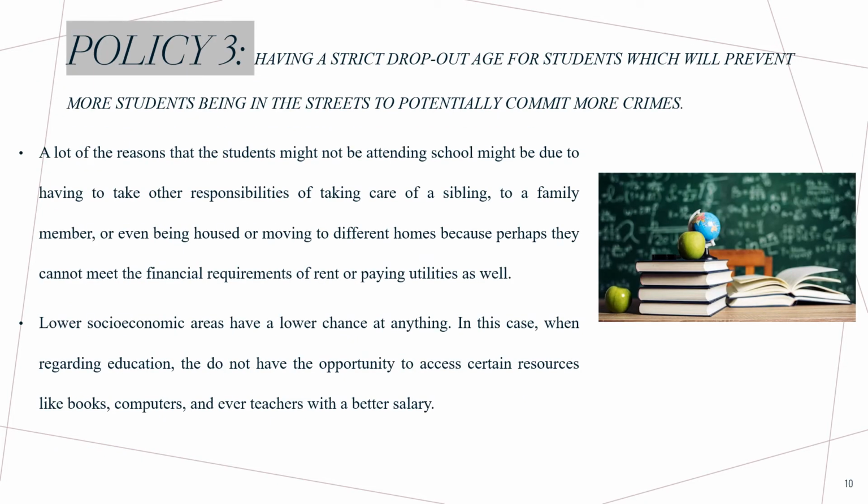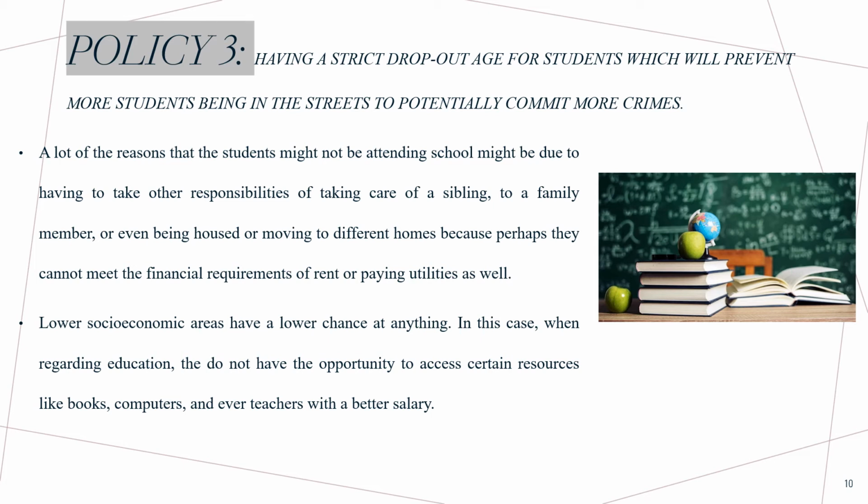As to policy number three, it would be having a strict dropout age for students, which will prevent more students from being in the streets and potentially committing more crimes. This makes a whole lot of sense because if children are not in school learning, or in an after school or any sort of program that's going to keep them busy, they will be enabled to commit more crimes or to learn about more crimes or easier ways to not go to school and have money somehow.